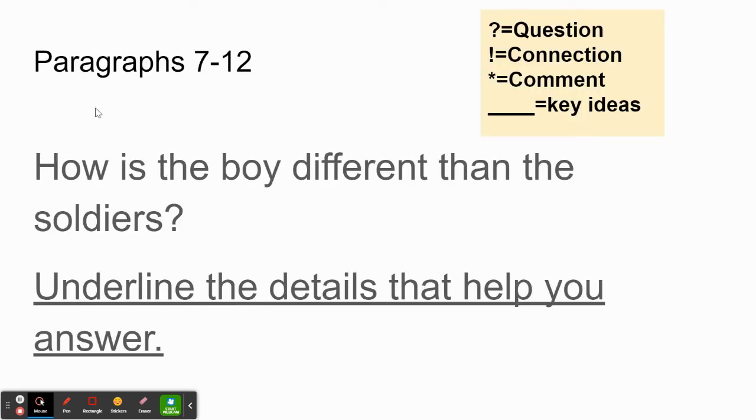Okay, go ahead and read paragraphs 7 through 12 out loud with your partner, again, using these annotation marks in the yellow box. And then you're going to be underlining details that help you answer this question. How is the boy different than the soldiers? So as you read paragraphs 7 through 12, make sure you're using these annotation marks and underlining details that help you answer that question.